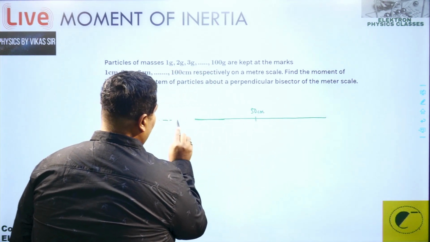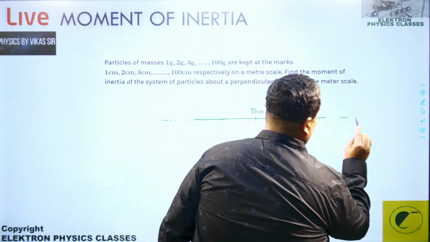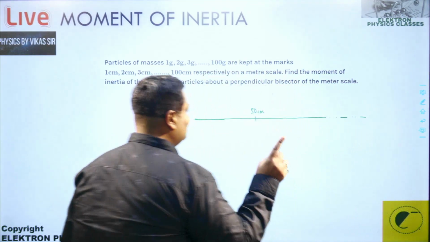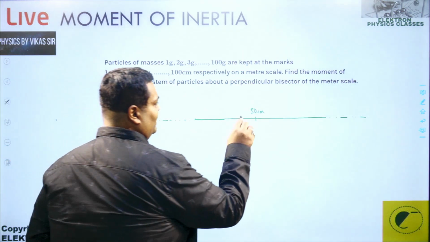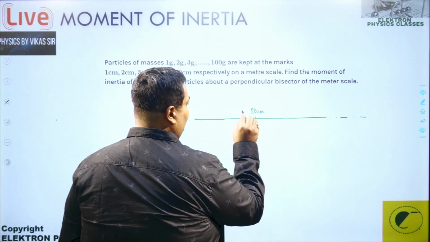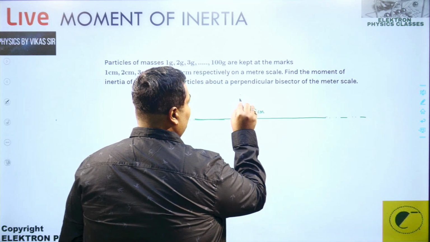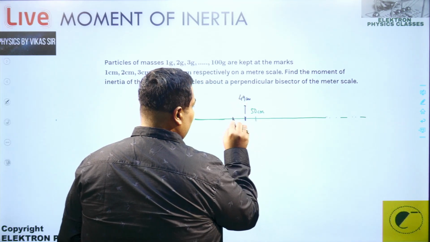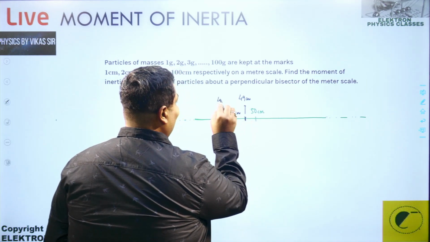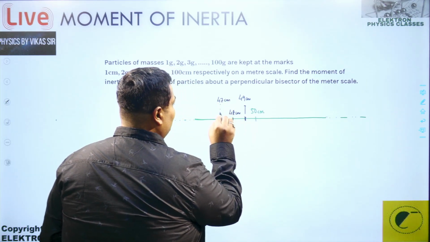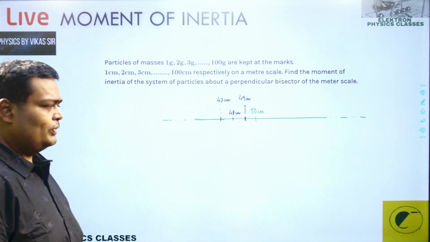So there are particles on both the sides, right? So let's sketch out the particles. So we have the particle here at the 49 centimeter mark. This is the 49 centimeter mark. This is 48 centimeter mark. This is 47 centimeter mark, and so on towards the left, right?